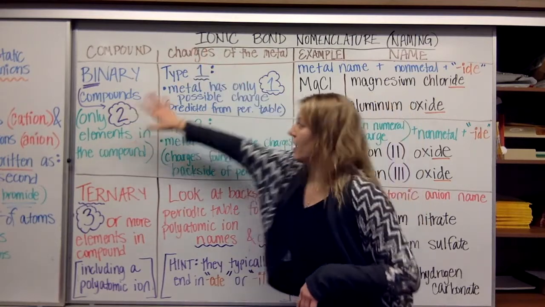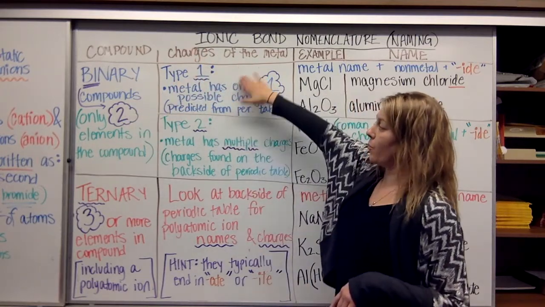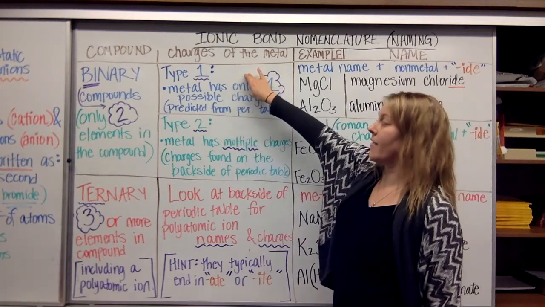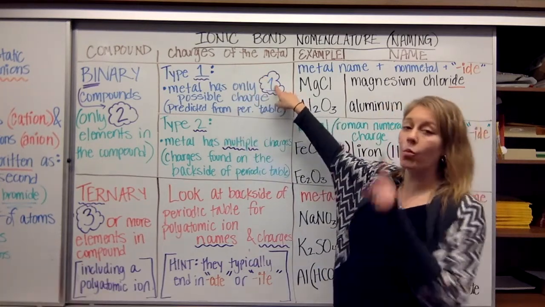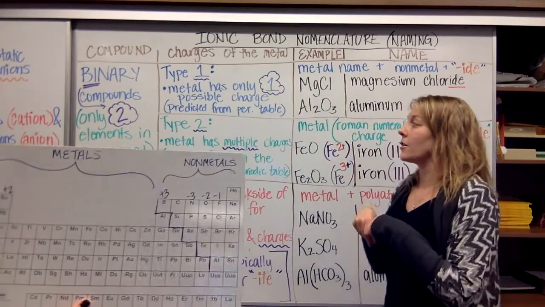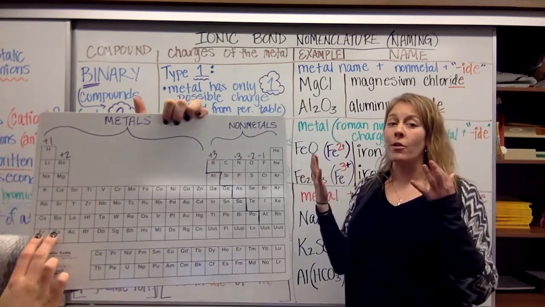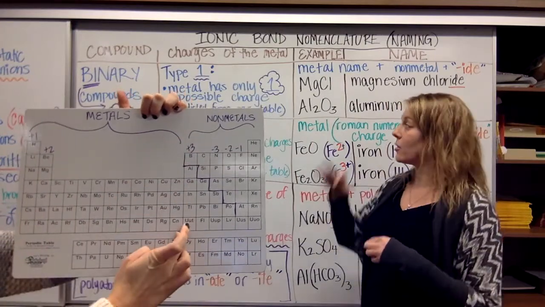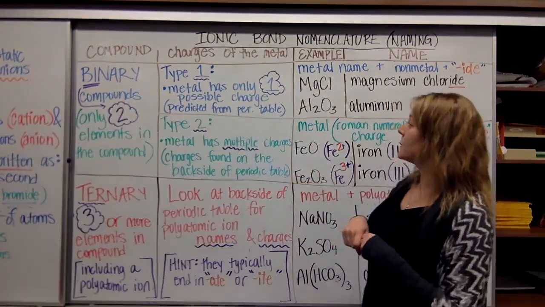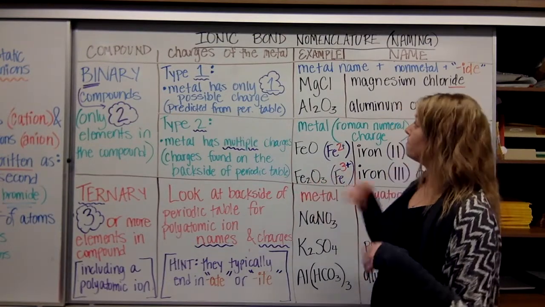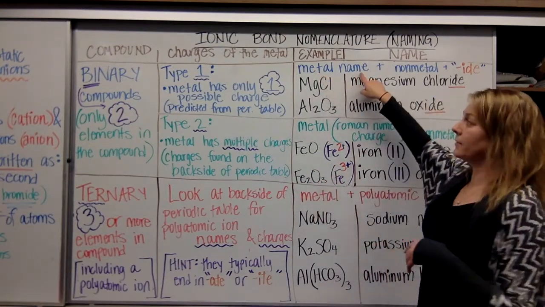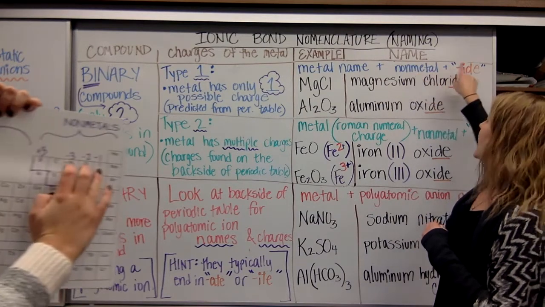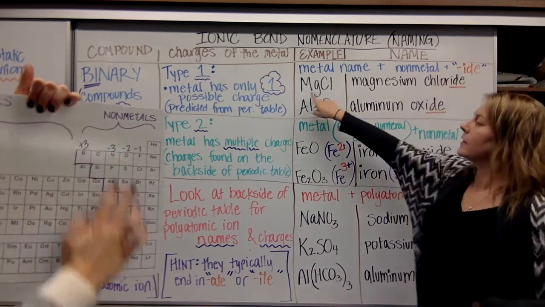Now, within binary compounds, we have two different types, type 1 and type 2. Again, don't be overwhelmed. Type 1, as you would assume, the metal has only one possible charge, all right? So that's all of those that we've predicted from the periodic table and that we have labeled there, the charges. Those only have one possible charge. Those ones are pretty easy to name. We're going to have the metal name plus the nonmetal, where we drop the ending and add "ide."